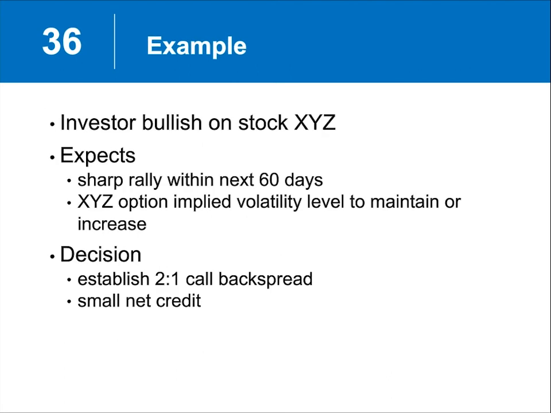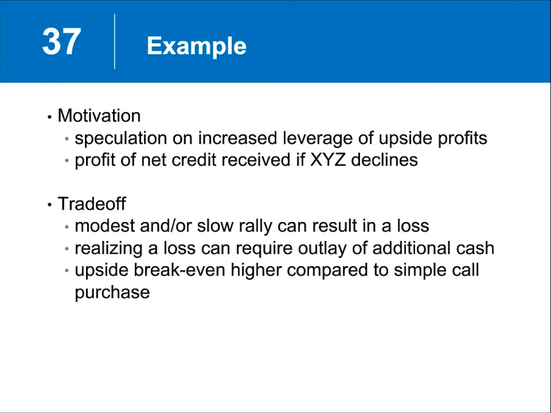We're looking for a rally within the next 60 days, and we're looking for the implied volatility, and I wouldn't say to maintain, I think we're looking for it to increase. So we're going to buy a 1 to 2 call backspread. We're going to do it for a small net credit. So again, the motivation is increased leverage on the upside with unlimited profits. We have that extra call. That's what we're looking for.